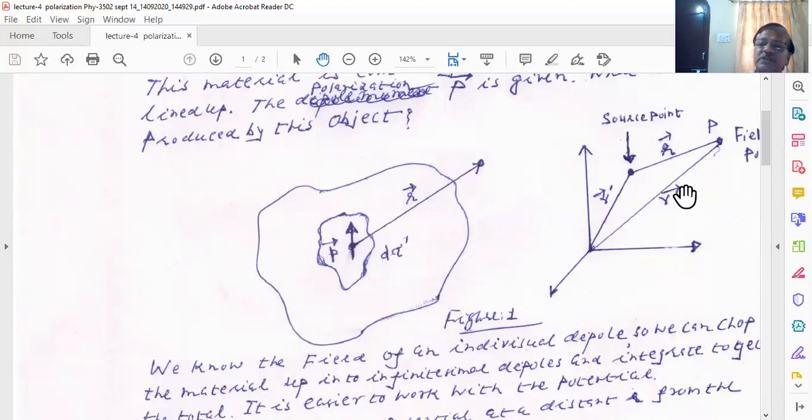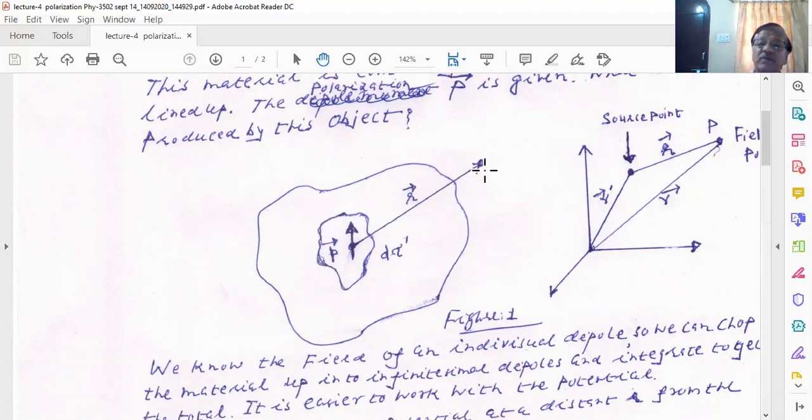And this is the position vector of the field point where you want to calculate the field because of the polarized object. So vector r is known as the position vector of the field point with respect to the origin of the coordinate system. So our notations which we will use are mentioned in this figure, and you look at this, we will work out to find the field at this point.